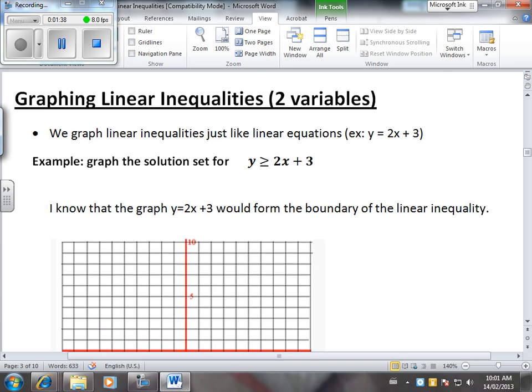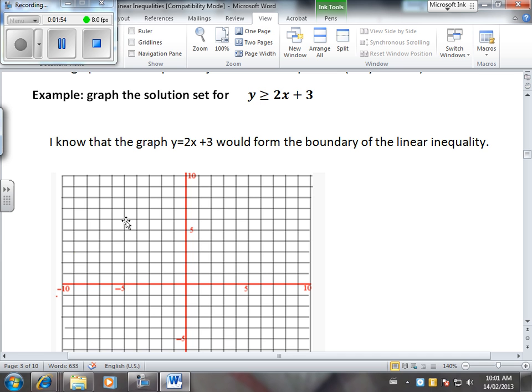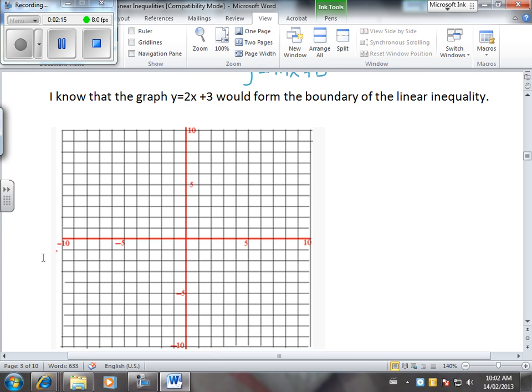We'll move into graphing linear inequalities with two variables. So we graph a linear inequality just like we graph a linear equation or a line. Okay, so first we'll make sure it's in mx plus b form. And so if we look at our inequality here, y is greater than or equal to 2x plus 3, and so that is y equals mx plus b form, so that's good. And then when we graph that, we know that the line will form the boundary of the linear inequality, and we'll talk about that a little bit more, but for now let's graph the line.